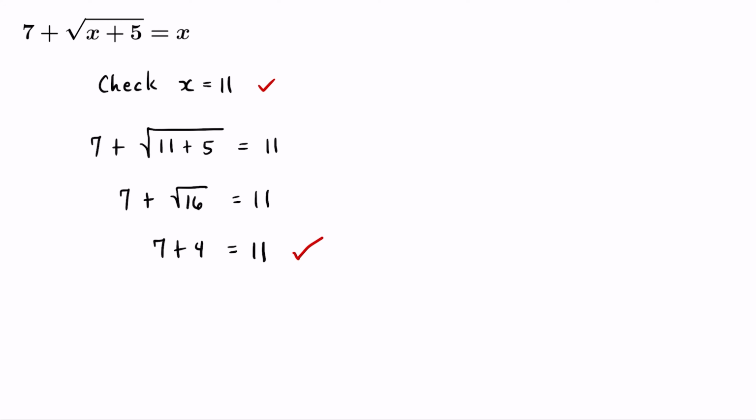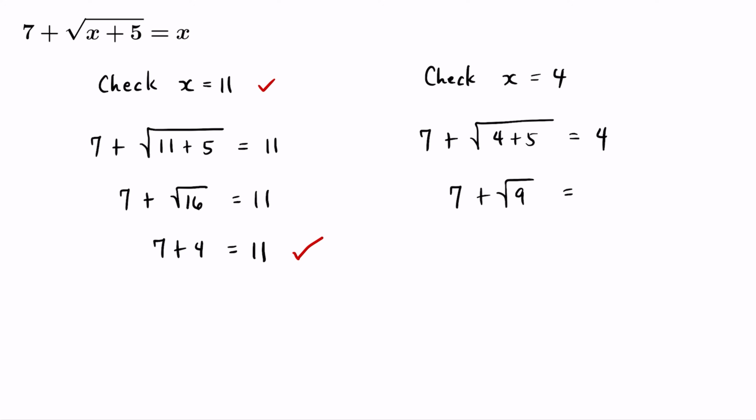Now let's check the other x value, x equals 4. Is 7 plus square root of 4 plus 5 equal to 4? We have 7 plus square root of 9. Is that equal to 4? Clearly, they are not equal because square root of 9 is 3, so the left-hand side is equal to 10. So this is false. This is not a solution. It's an extraneous root. So our solution set in this case only contains one value, and that is 11.